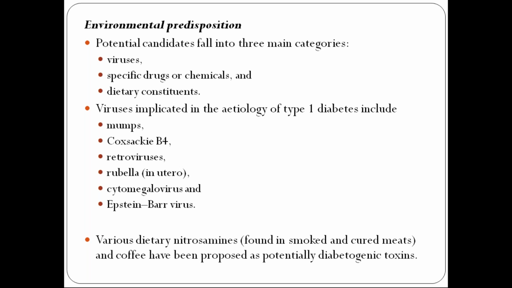These viruses include mumps, Coxsackie virus, that is Coxsackie B4, retroviruses, that is HIV, rubella, which is the most common cause in utero, and cytomegalovirus and Epstein-Barr virus. Dietary constituents include various dietary nitrosamines, that are found in smoked or cooked meats, and coffee, which have been proposed as potentially diabetogenic toxins.